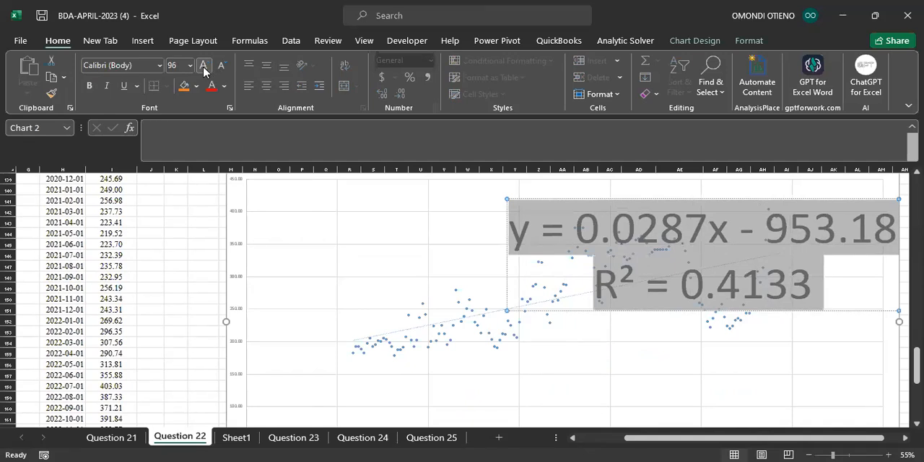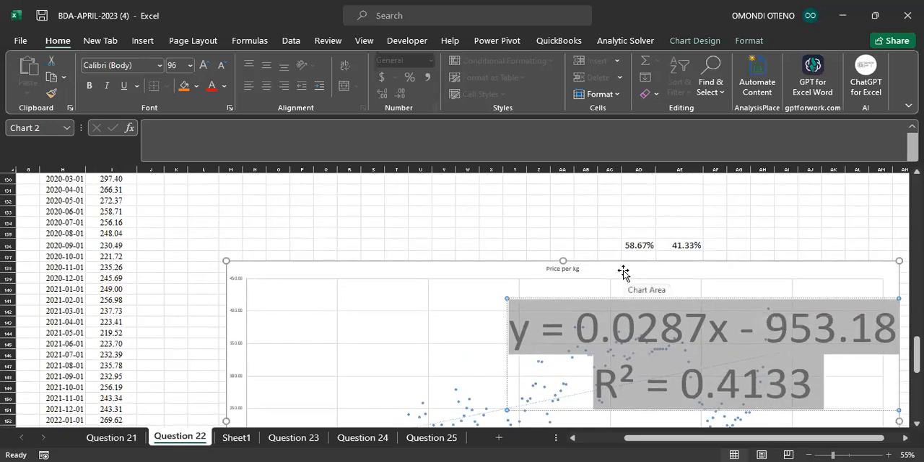On the titles, we only tick. Yes, you only tick, then you write the actual explanation. 41.33% changes in the selling price are explained by changes in date, while 58.67% changes in the selling price are explained or affected by other variables which are not under consideration, making this output to be statistically insignificant.